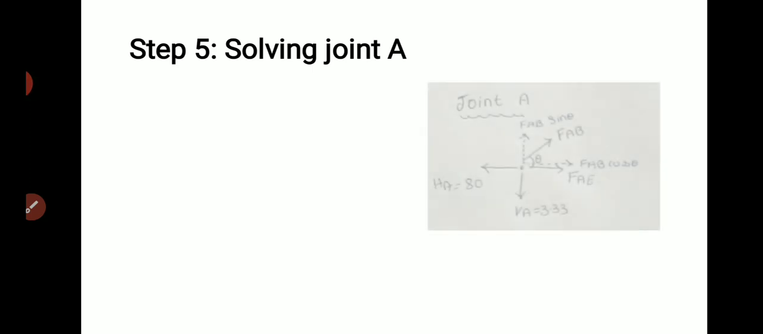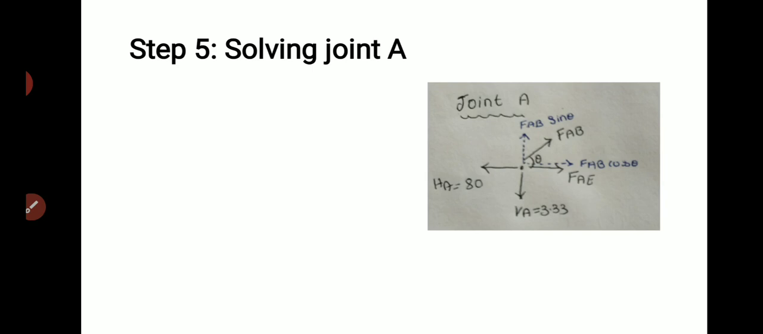Coming on to the next step, that is solving the joint. So I just take the first joint as joint A. The forces acting at joint A are HA, FAB, FAE, and VA. As I said, I have represented all in the tensile direction.